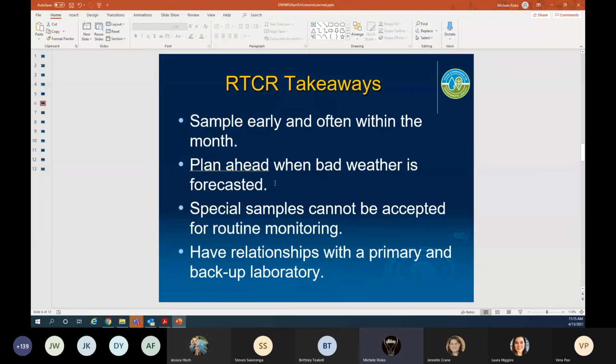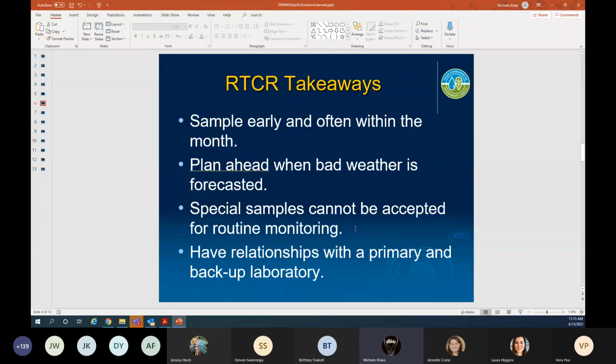Like I said, plan ahead when bad weather is forecasted. Some people maybe never checked the weather and didn't realize this was going to be bad, let alone nearly as bad as it was. So give yourself a sampling schedule that pads a little bit of time, so that if you lose a day or two or a week, you can still meet your minimum deadlines.